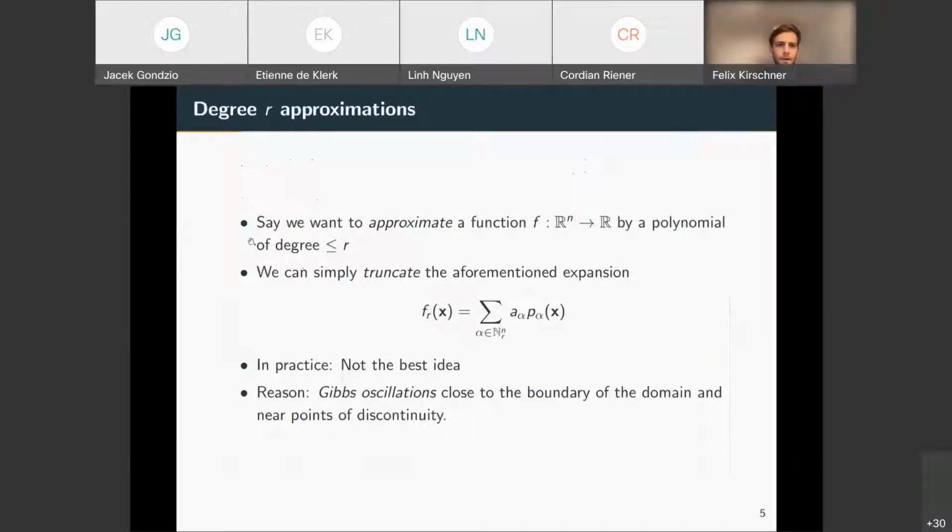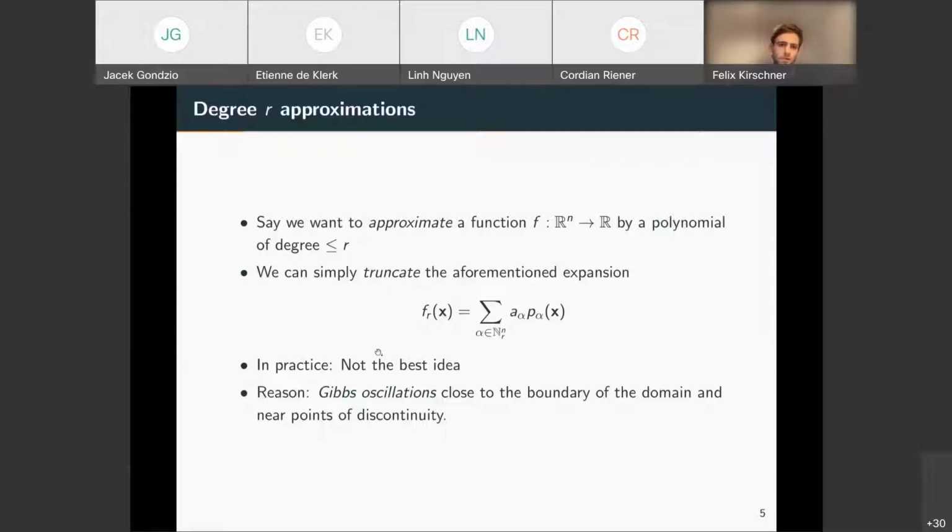Okay, now what we're interested in today are degree R approximations. So say we want to approximate a function by a polynomial of degree less than R. Then we just saw that we can write f in this expansion. So one idea would be that we could simply truncate that sum, right? So we go up to degree R, and everything that comes after that we just toss away, because that would lead to an approximation of degree less than R.